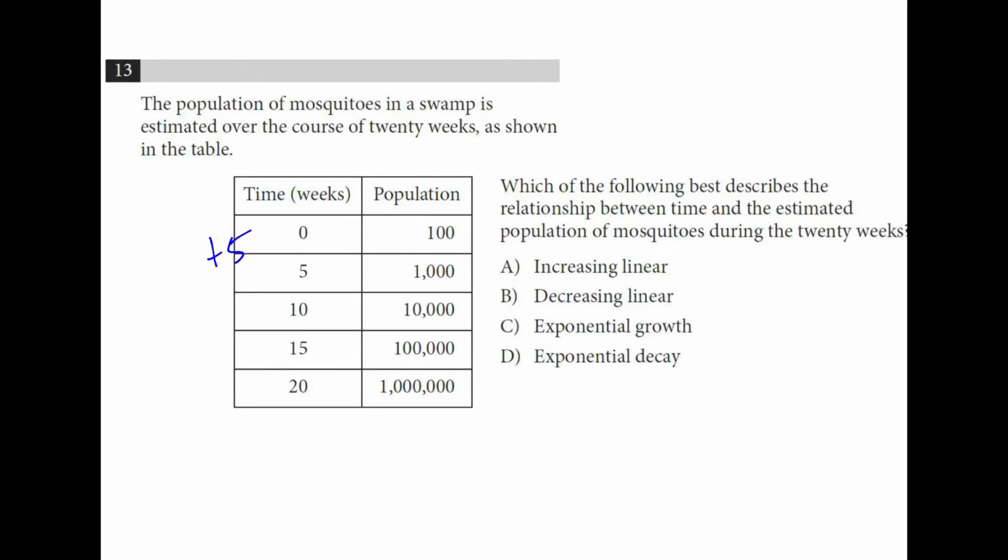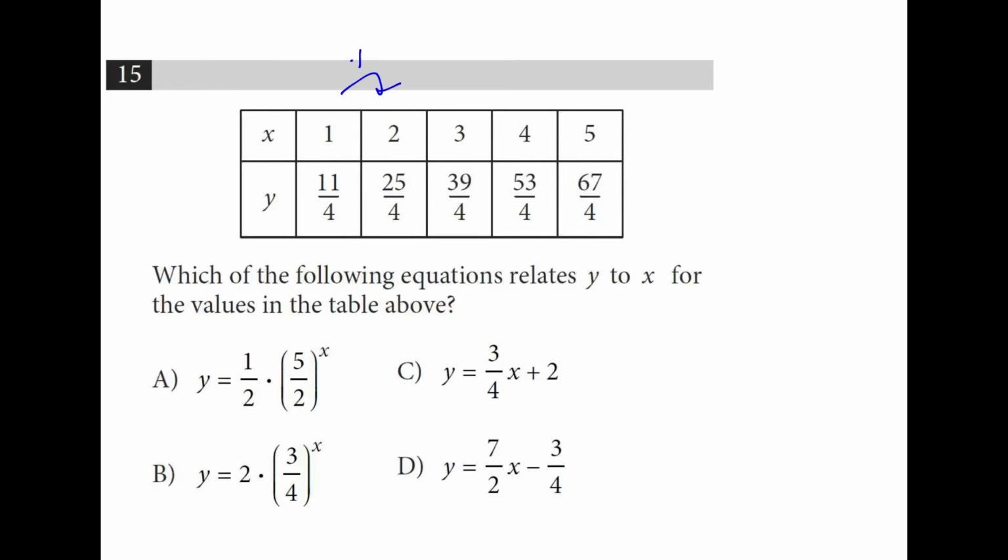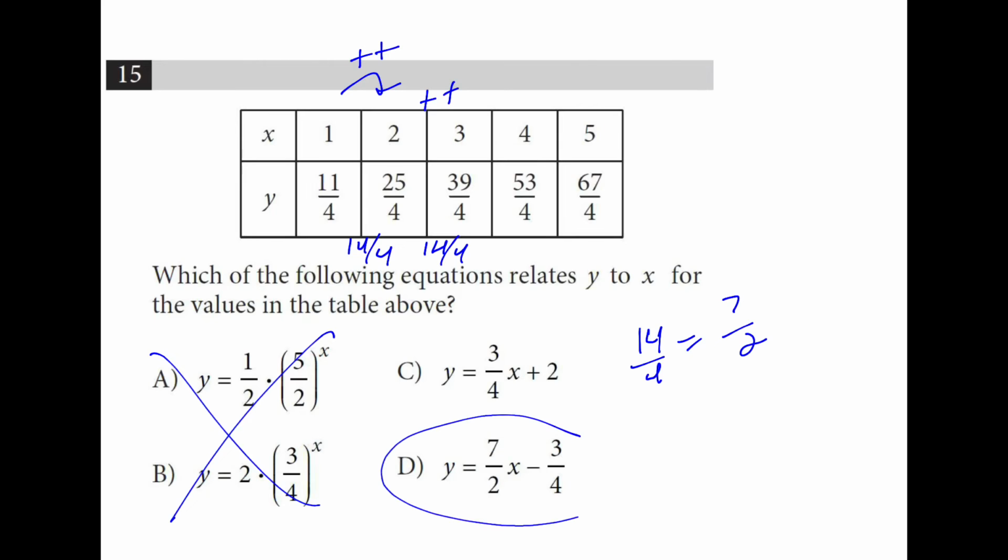As we plus 5 on the left, we plus 900 on the right. As we plus 5 again here, we plus 9,000. Are we increasing at a linear rate? Nope. Are we going up? Yes, exponential growth. As x goes up 1, y increases by 14/4. As x goes up another 1, y increases again by 14/4, so there's a constant rate of change. We can rule out the ones that have exponential equations. And 14/4 we can reduce to 7/2 for our slope.